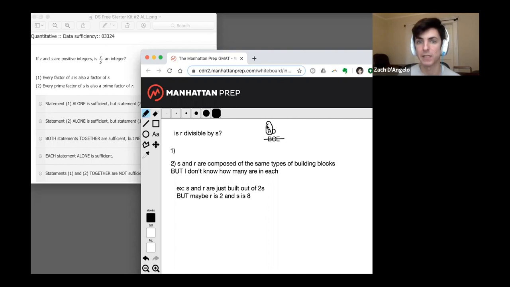I think something that the text tool is really useful for is rephrasing the question in conceptual terms. And so is R divisible by S is a very clear rule or criteria for me. So being able to write that out is easy for me to keep coming back to.